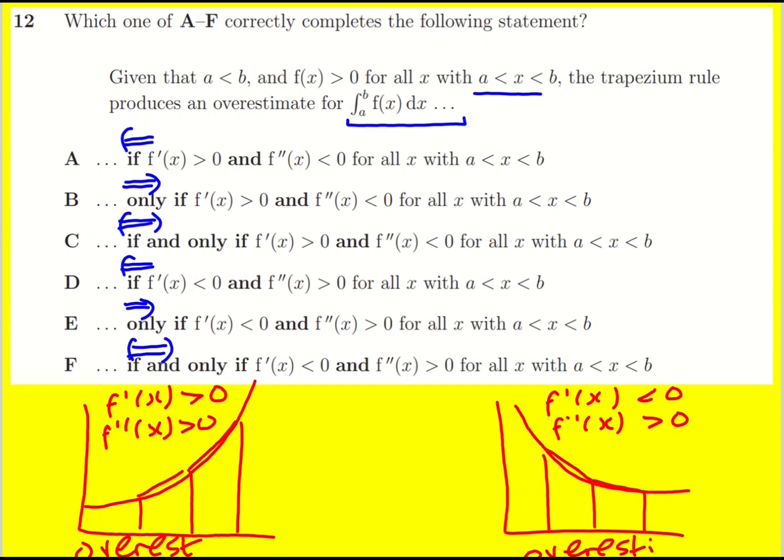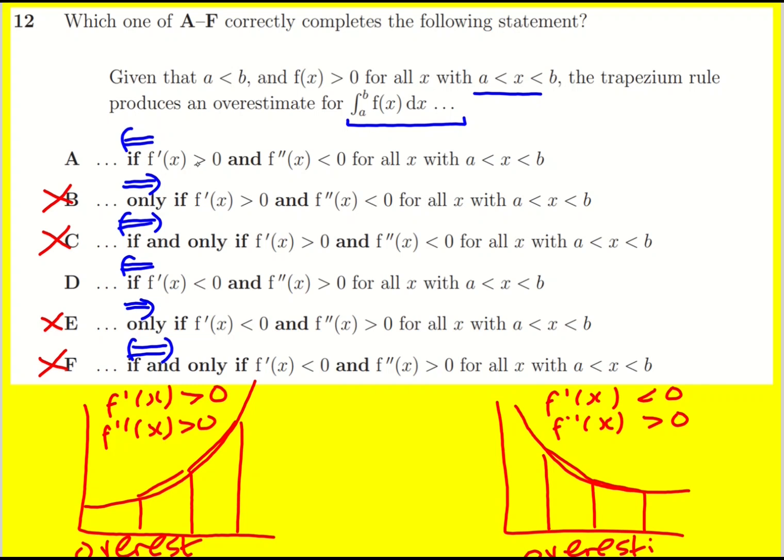So certainly, us getting an overestimate does not imply that the derivative has to be greater than 0, because I found a situation where it's less than 0. So I can rule out b, and because of that, I can rule out c. And then for the other one, do I need us to have an overestimate to have the derivative less than 0? Well, again, I found an example where it's greater than 0, so I can rule out e, and therefore I can rule out the if and only if part. So we're looking at a or d here.